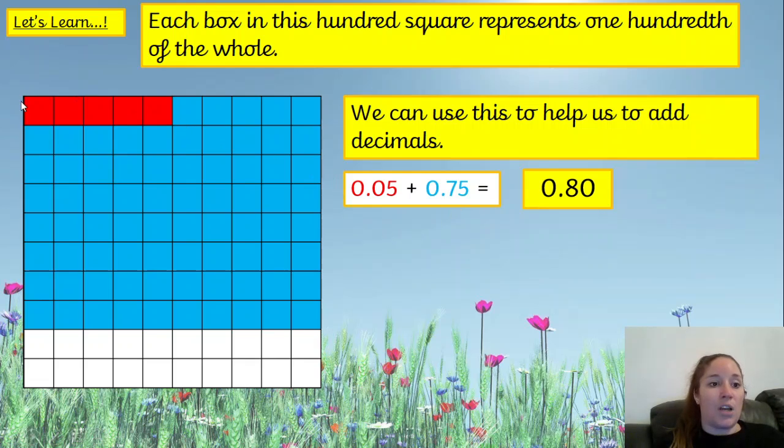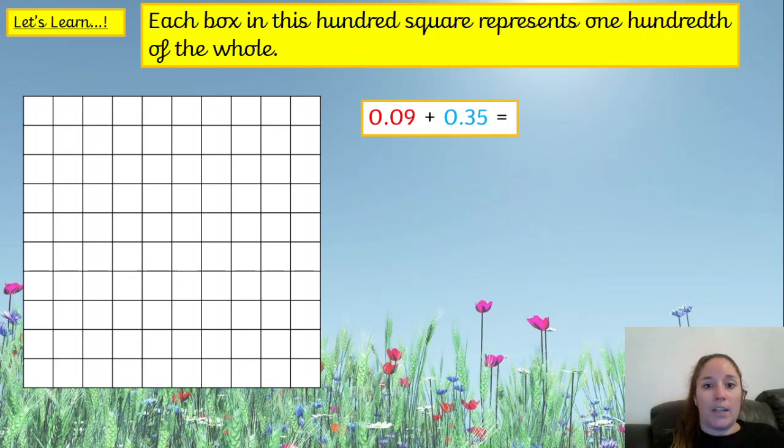So we can use a 100 square to shade in 0.05 and 0.75. And that tells us, we know here that one whole row is 10. We've got 2 rows left. So we've got 0.80, because we haven't got one whole, because we haven't got the whole part shaded. So 0.80.